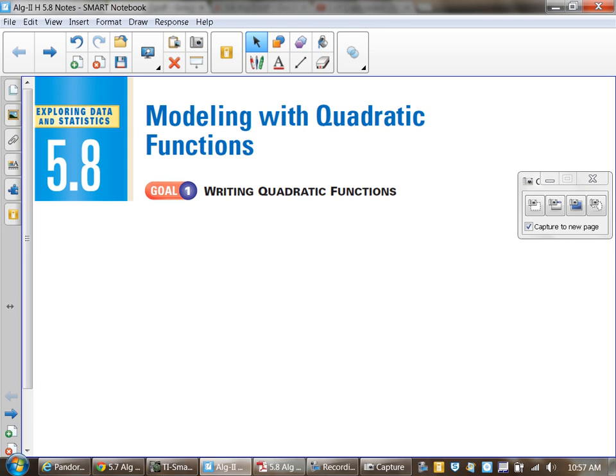Today we're talking about something called modeling. Basically, what we are doing is working backwards. You are going to be dealing with a vertex and a point, and you're going to write the equation in vertex form. You're going to be dealing with intercepts and a point, so you'll be writing it in intercept form. And then the last one, you'll be dealing with 3 points, and you're going to write it into standard form.